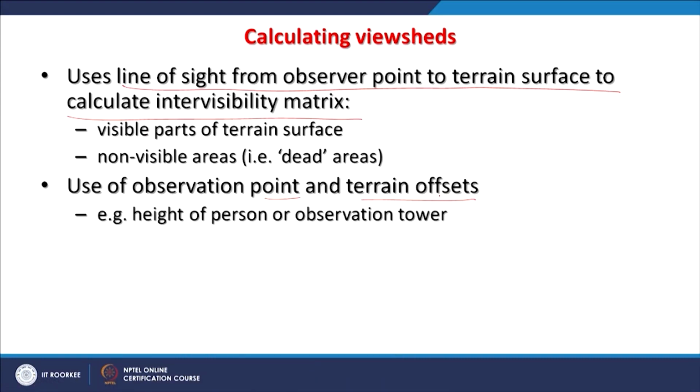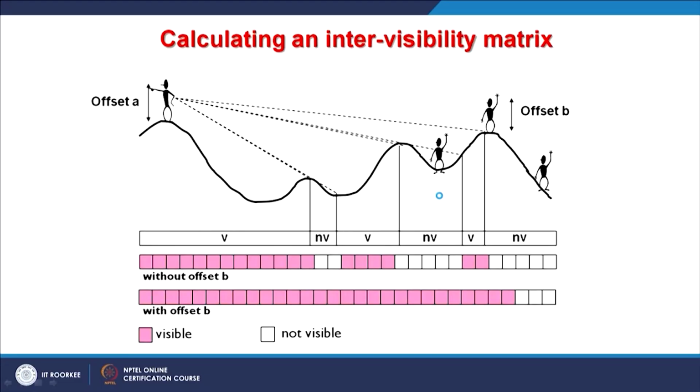For example, the height of a person or observation tower, use these for the analysis, height of the wind turbine or other features. So, here what you are seeing, this is the offset which you have to provide. You may provide 0, that means there is no human height added or no tower or no building. So, here itself I can use, but if a person is standing, that offset has to be provided, and on the target also an offset can be provided.